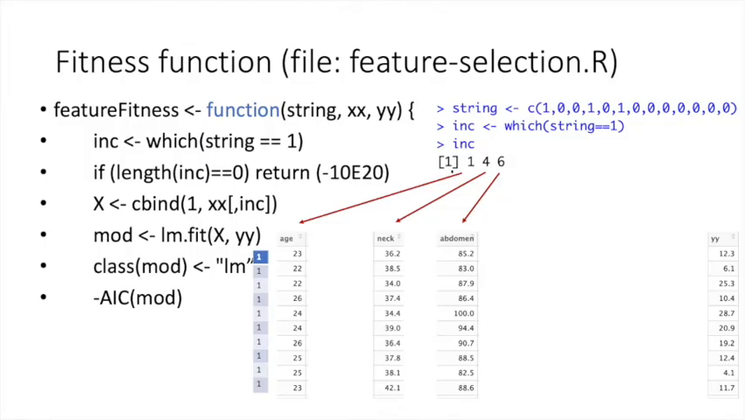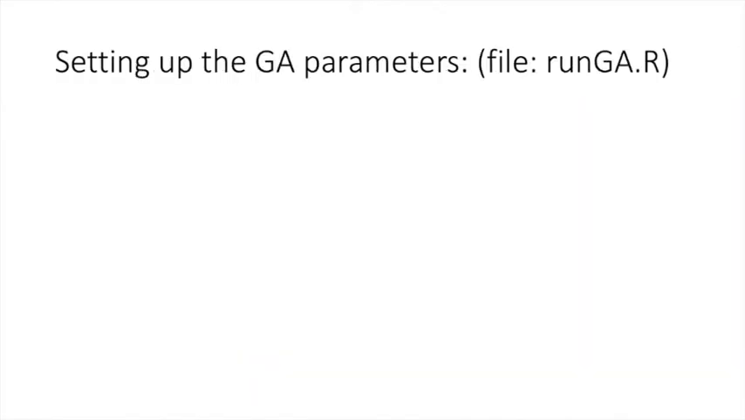Now, because AIC has to be minimized, whereas the GA package that we are going to use actually maximizes the fitness, to make sure that the two of them work together, we return the negative of AIC. Once we return the negative AIC, that means higher values are better. So the GA can continue as before to maximize the fitness of the individuals. Okay, so that completes the fitness.